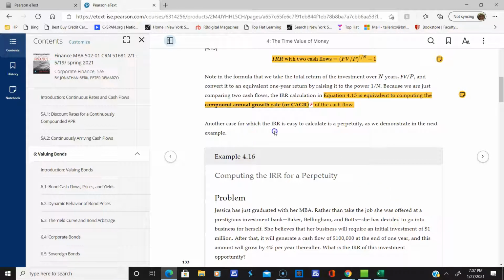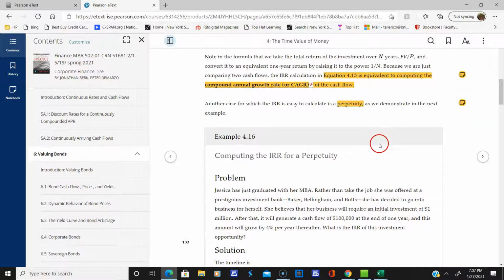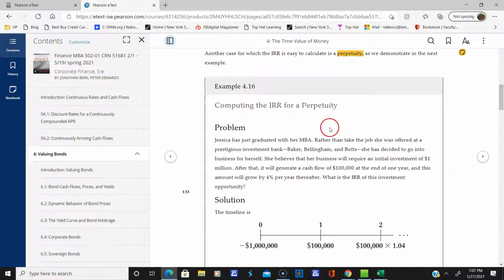Another use for the internal rate of return is for a perpetuity. A perpetuity is something that pays a cash flow forever. Perpetual, perpetuity. We'll look at that in this example here.